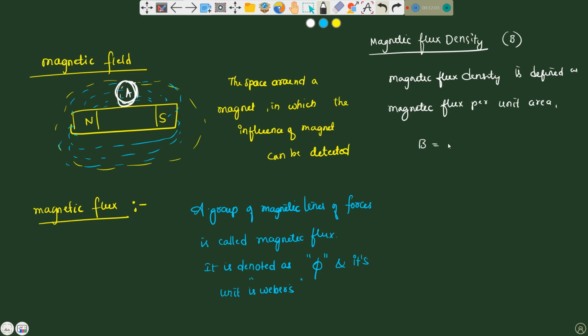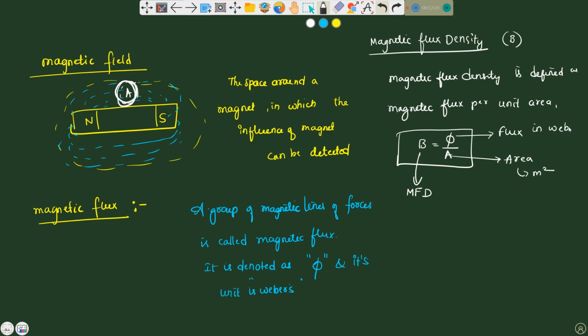So we have a mathematical equation, B equals phi by A, where B is magnetic flux density, phi is flux, and A is area. Area is in meter square, remember that. Flux, or magnetic flux, is in Webers. Many questions will be asked based on this formula only. Please remember this formula.